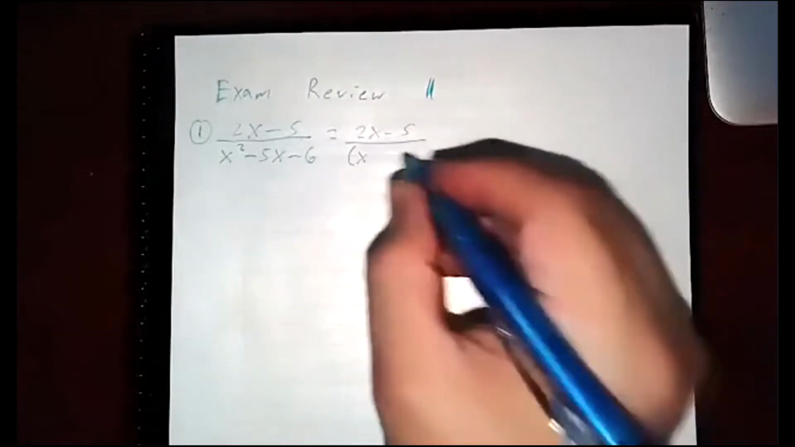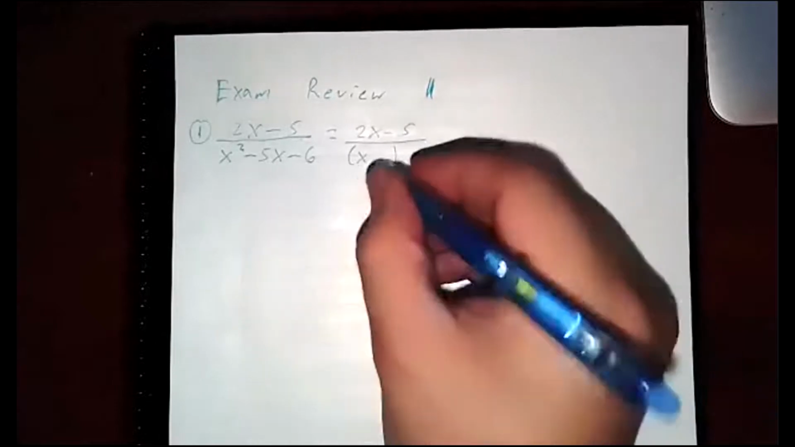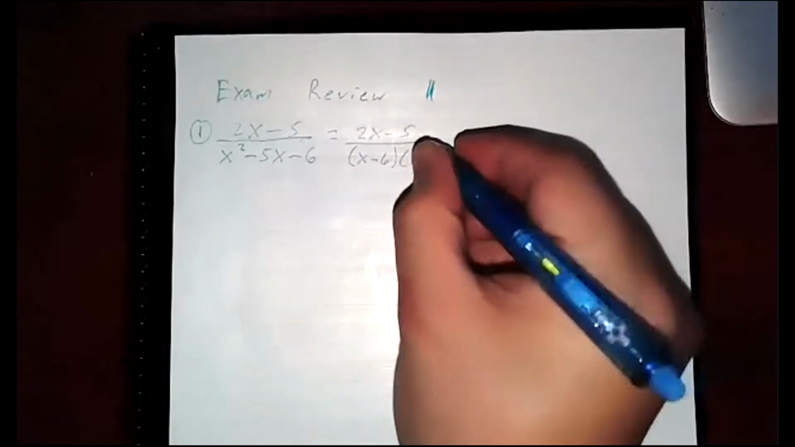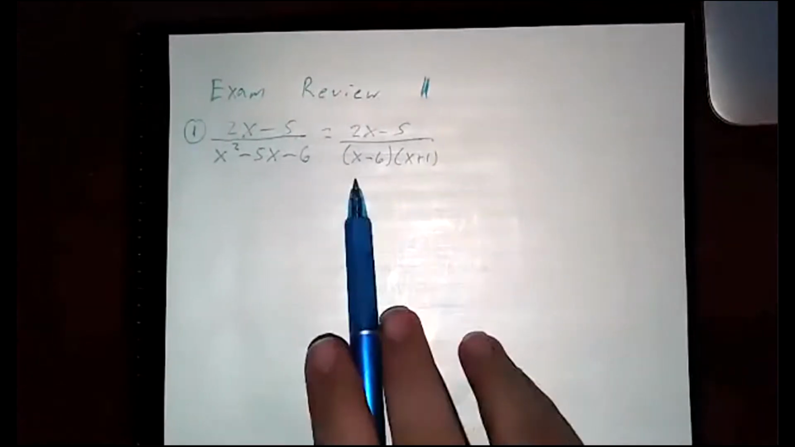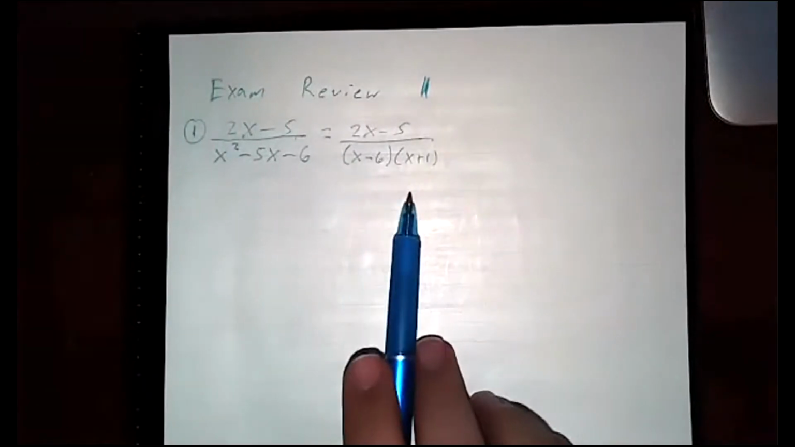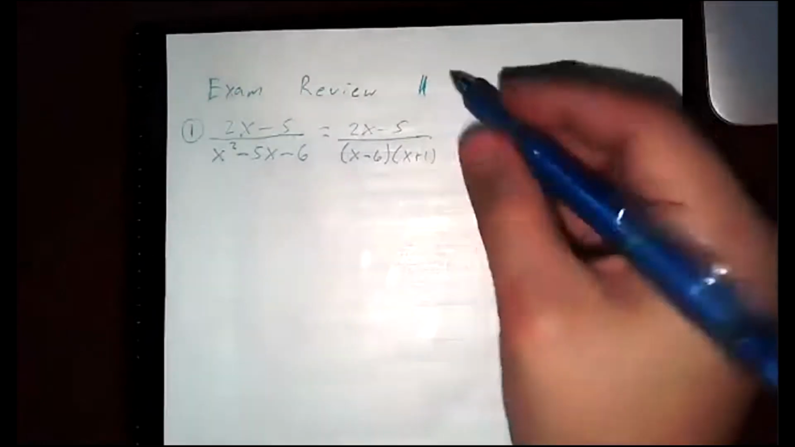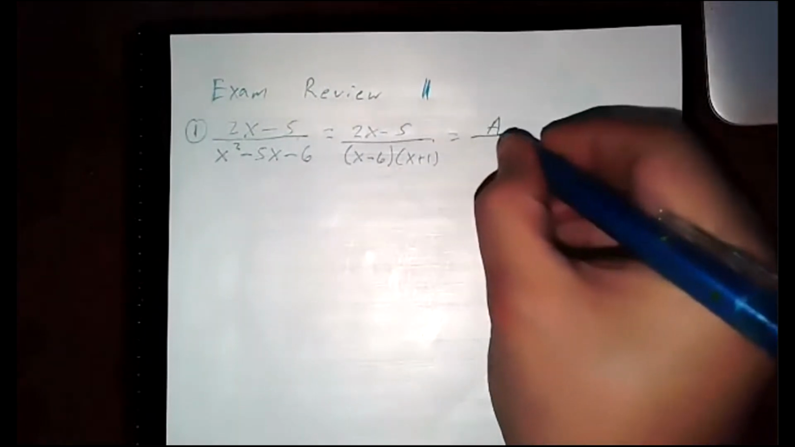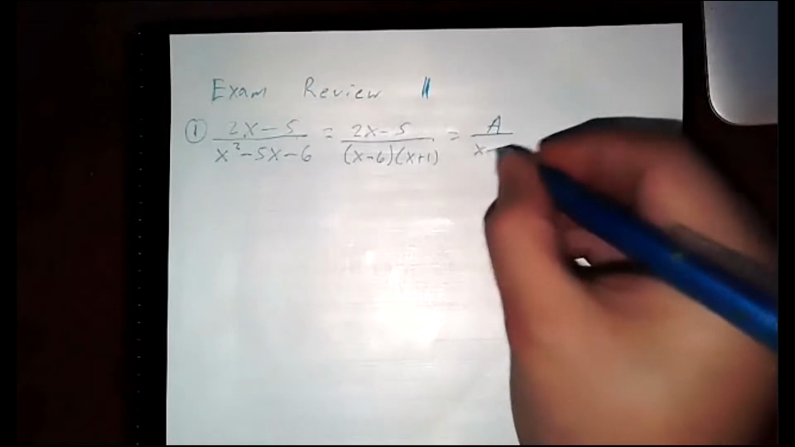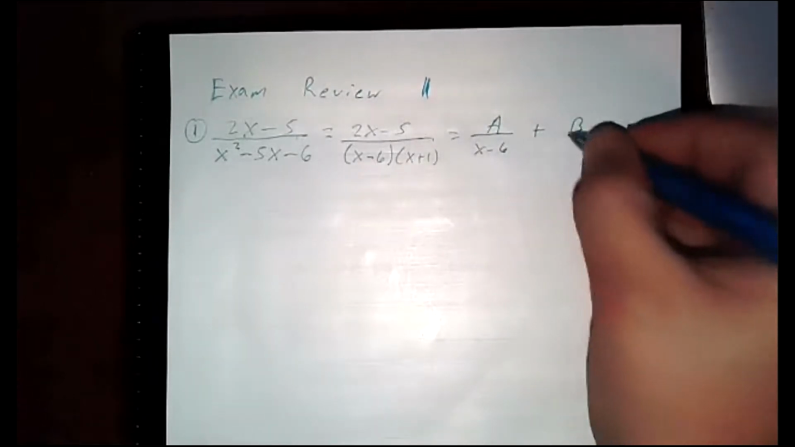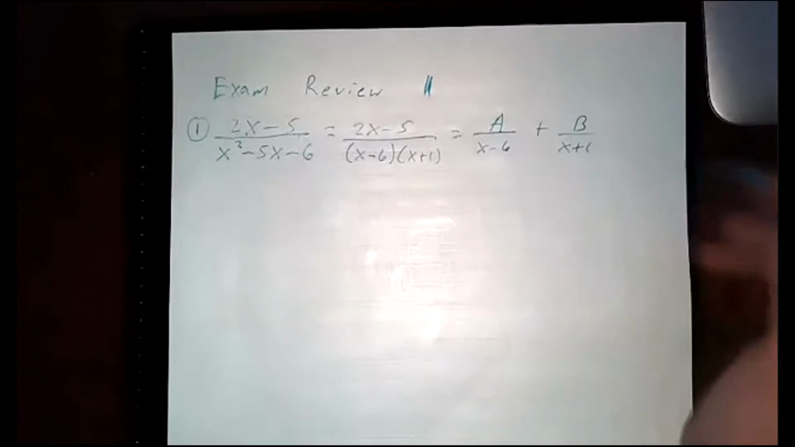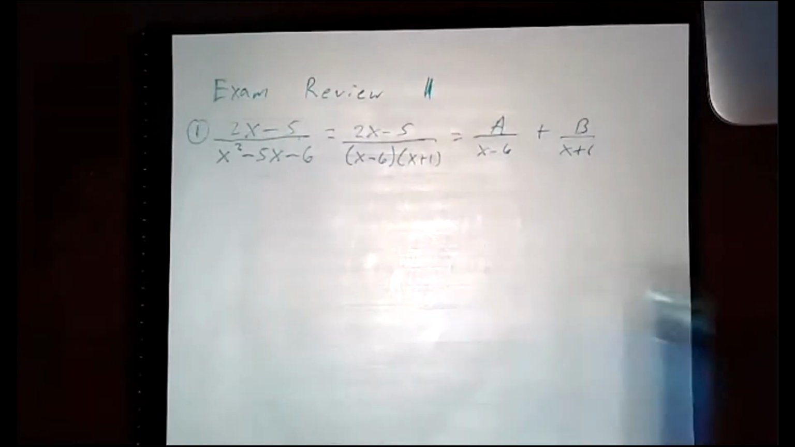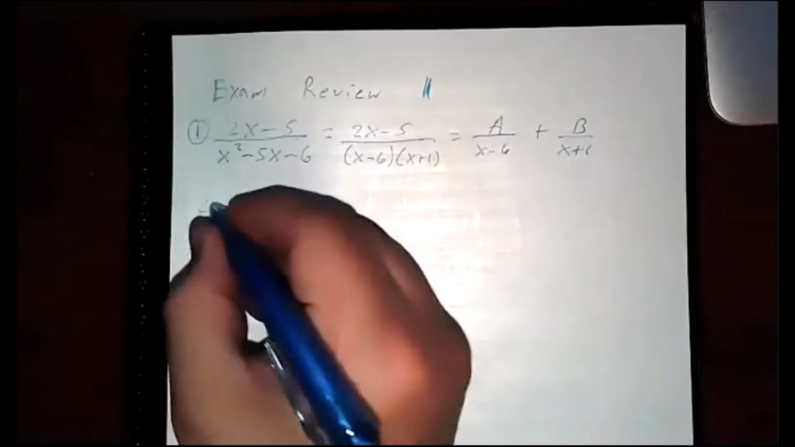x minus 6 and x plus 1. x minus 6. Yeah, that's right. x plus 1. So these are both distinct, right? And unique. Same word, I guess. So we'll use the rule 1 or case 1. A over x minus 6 plus B over x plus 1. So we're going to work with this part to solve for A and B. So here we go. So I'm going to write this part over here.